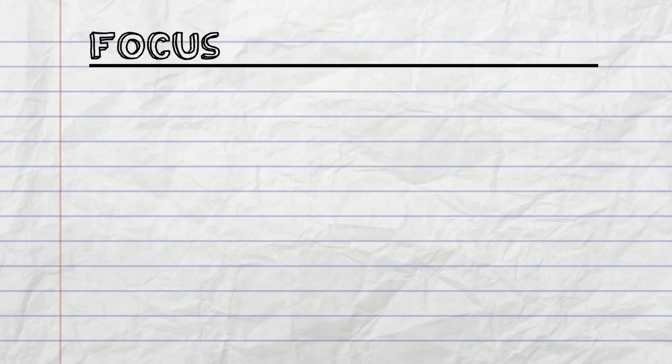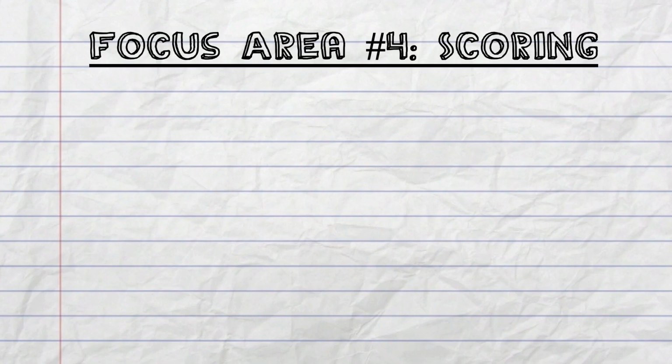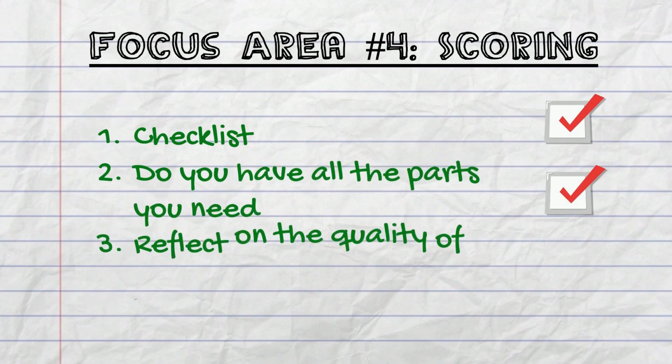The fourth area of focus is scoring. You need to have a checklist. Ask yourself, do you have all the parts you need? Reflect on the quality of work you've done.